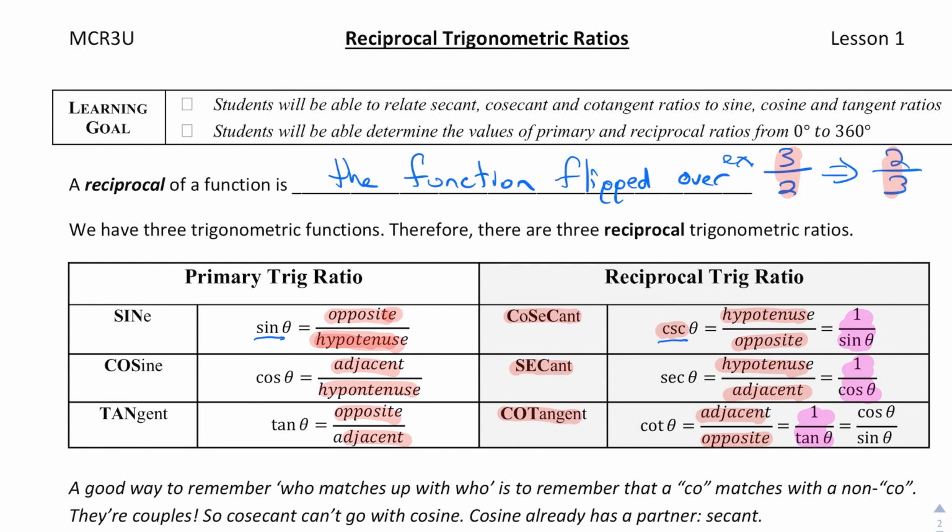So another way to think of how to remember this is that you can try to match up who matches with who. Cosecant matches with sine, cosine matches with secant, which is the only one of the reciprocals that doesn't have a "co". And then tangent, which I think is the easiest one to remember, goes with cotangent or cot. So the short forms of these are CSC, sec, and cot.